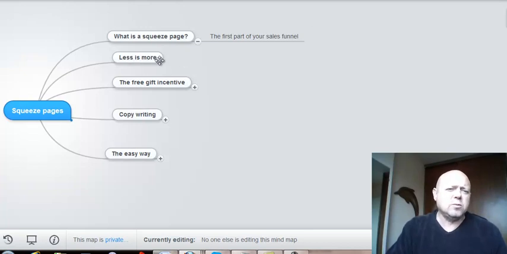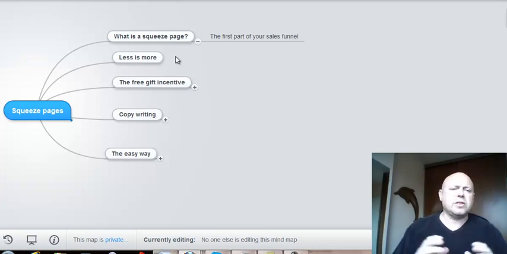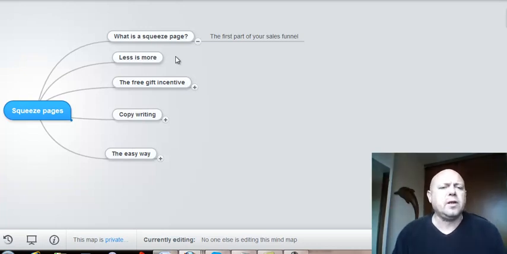I put this "less is more" in here simply because squeeze pages today, I think, have changed the way people are using the copy, the lines and sentences they put on the squeeze page to get people interested in the product they have to offer. It used to be that you would put masses of bullet points and show all the benefits, the negatives and the positives.